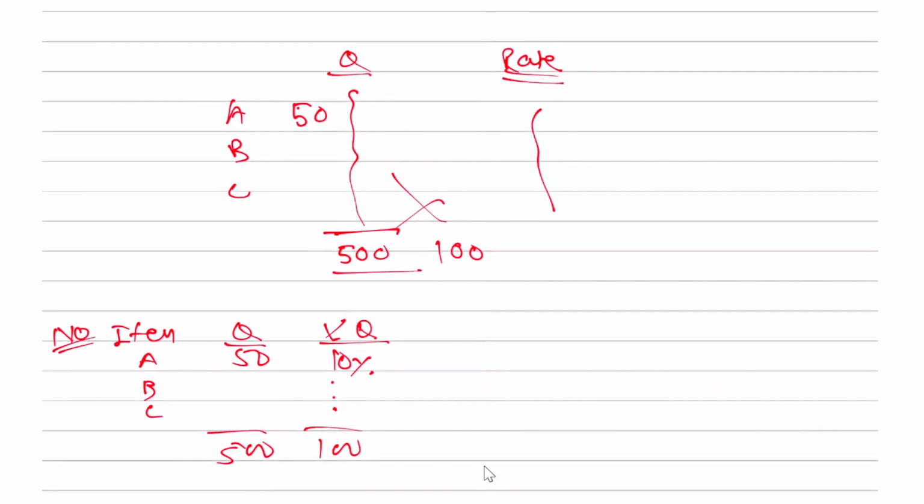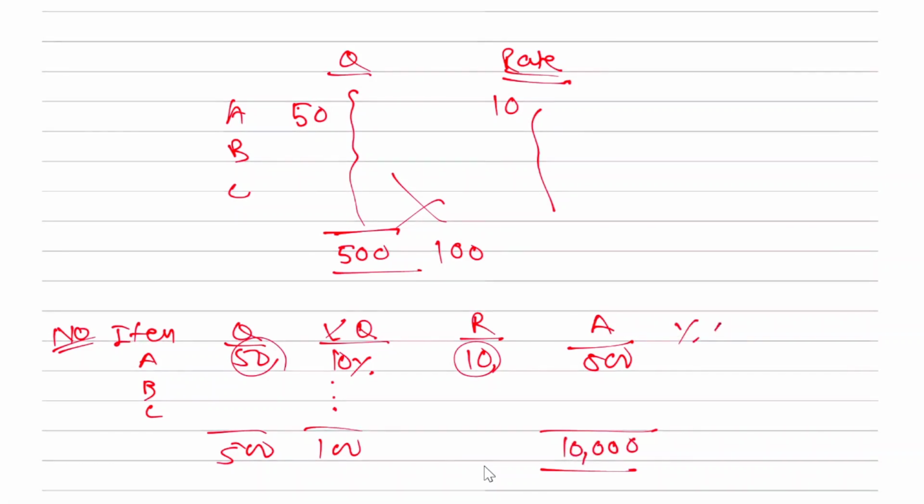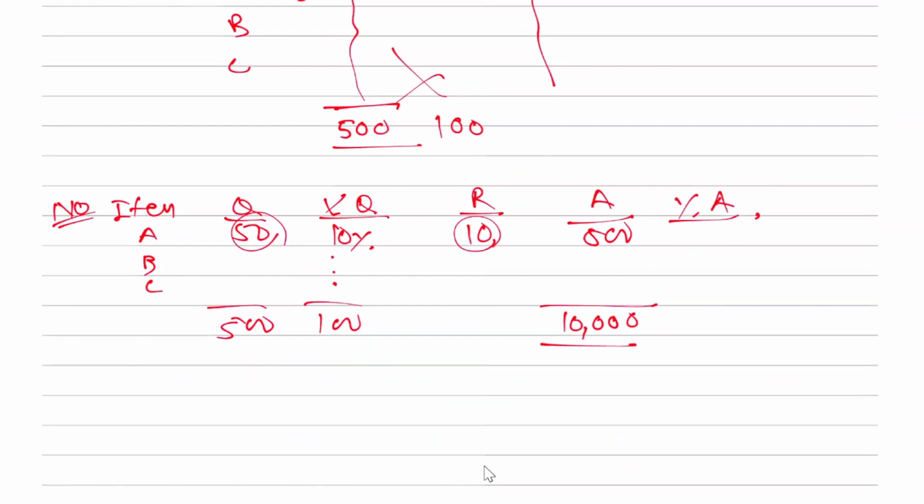Then the rate will be given. Let us say the rate is 10 rupees. So I will make one rate का column 10 and 50 into 10 if I do कितना? That is amount. I will get total amount. Let us say total amount is 10,000. ऐसा करते करते then I will get percentages of amounts. याद आता है? So कितना? If it is 100 तो 5%.